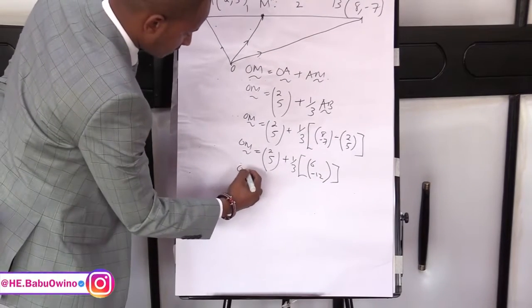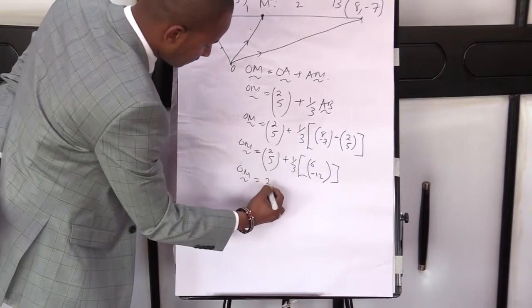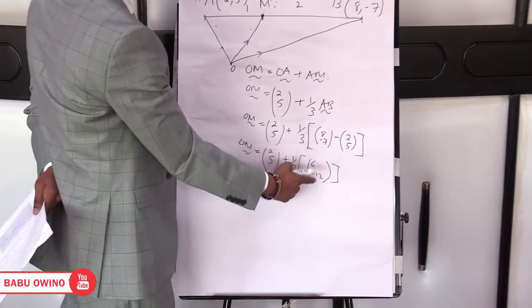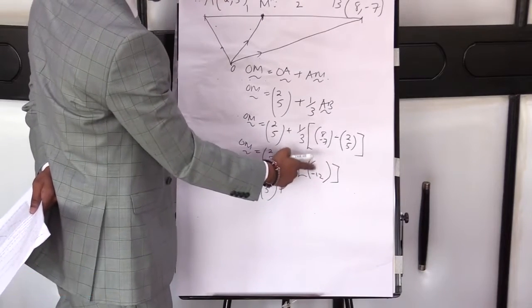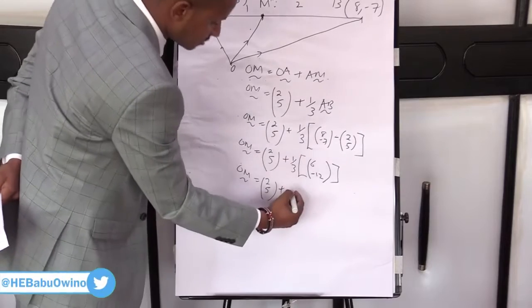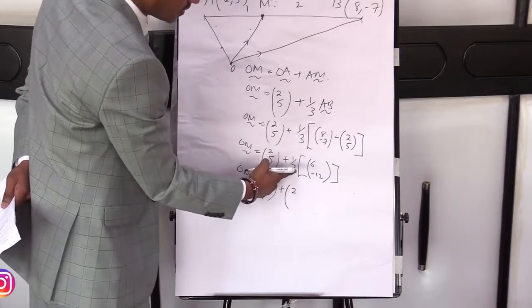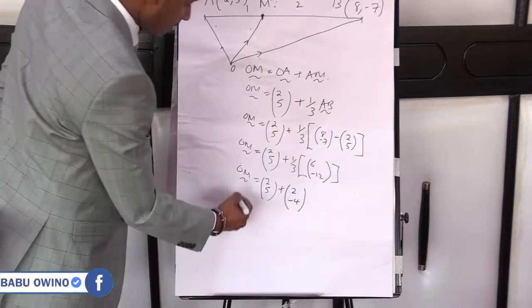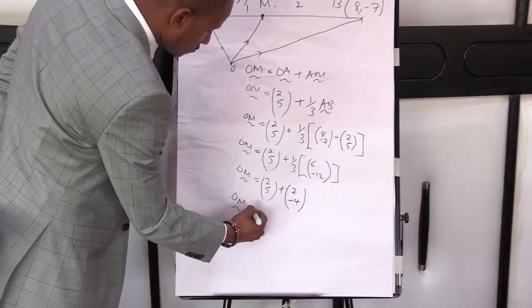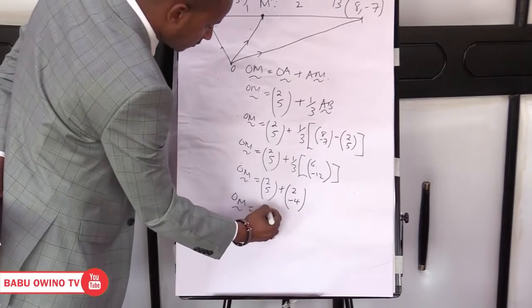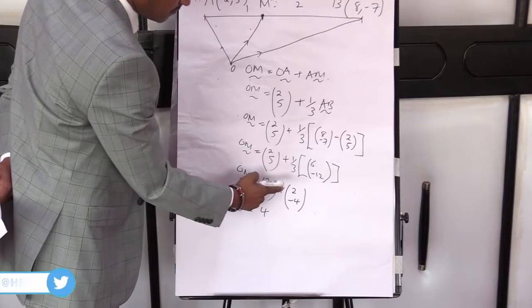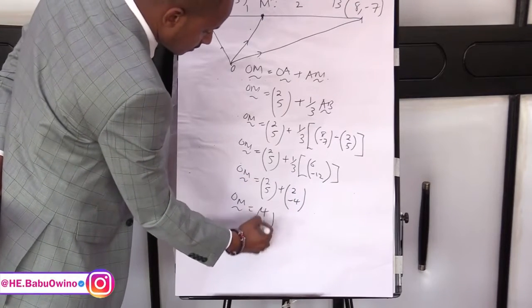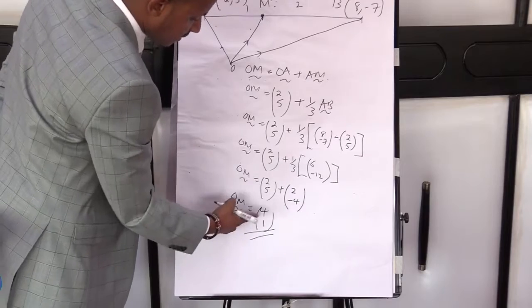When you open the bracket, OM equals 2, 5 plus a third. We will multiply every number in the column vector form. So a third times 6 is 2. Then a third times minus 12 is minus 4. Therefore, OM equals 2 plus 2, which is 4. Then 5 plus minus 4, which is 5 minus 4, is 1. So the column vector of OM is 4, 1.